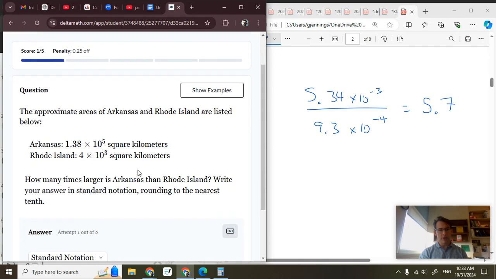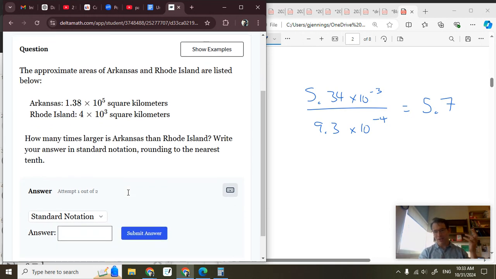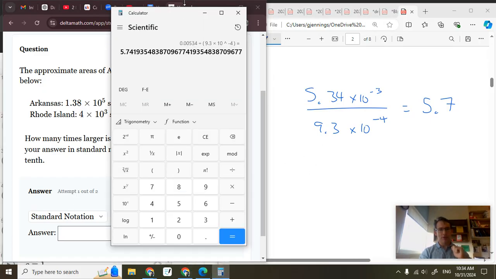How many times larger? So again, we're saying how many times larger is Arkansas than Rhode Island? Okay, how many Rhode Islands fit inside Arkansas? There's a lot of questions about the United States. This is a U.S. program. All right, so we're dividing again. So I'm just going to do this the easy way because I know my powers of 10. So it's 1.38 divided by 4 is equal to 0.345.